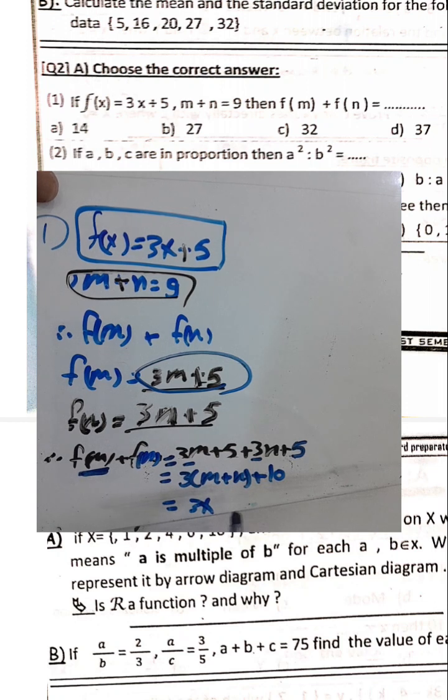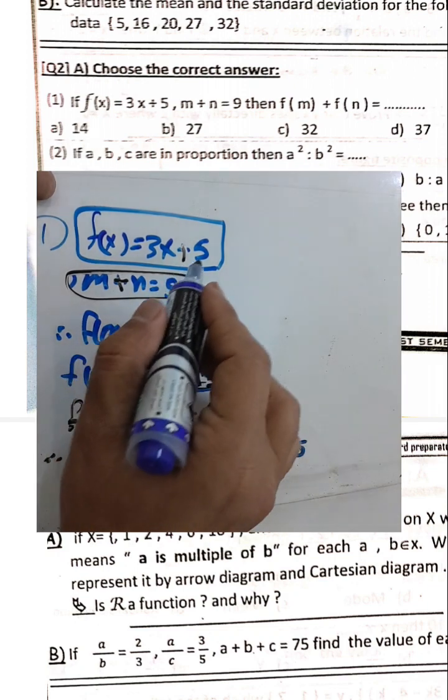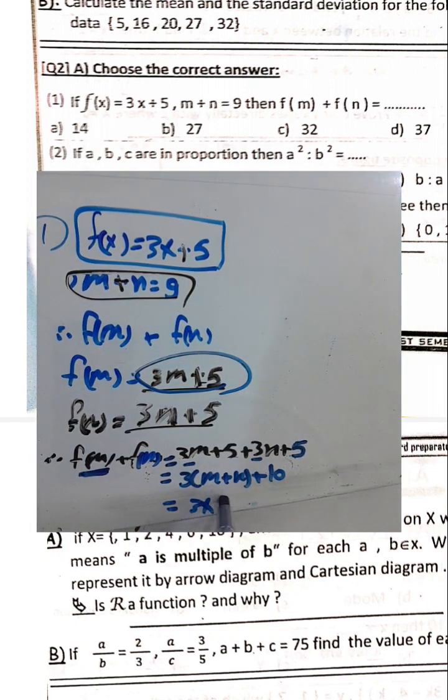3 times (m plus n), 3 times 9 will be 27 plus 10. The result will be 37.